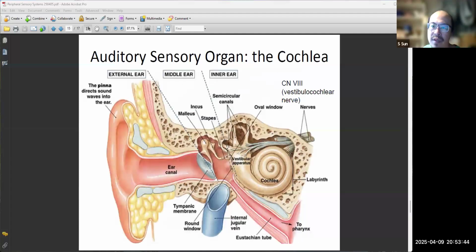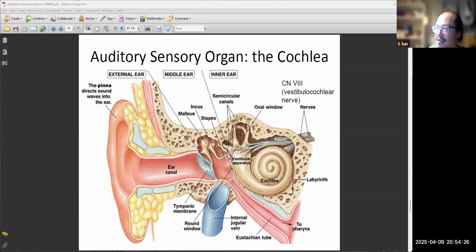Now, this is the organ for your hearing. So the sound wave travels through the air. It's collected by your outer external ear, called the pinna. And then sound goes through the ear canal. It bounces on the membrane. This membrane is called the tympanic membrane. And then it will trigger the bones to transduce, to amplify that vibration.